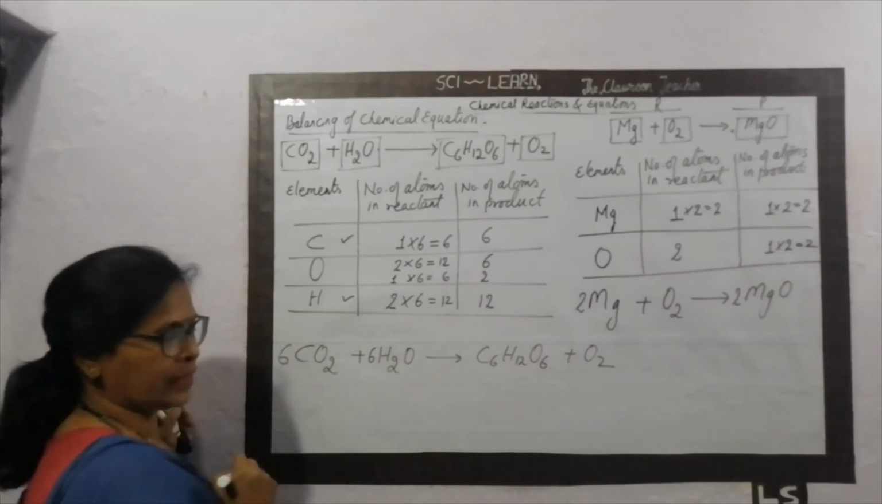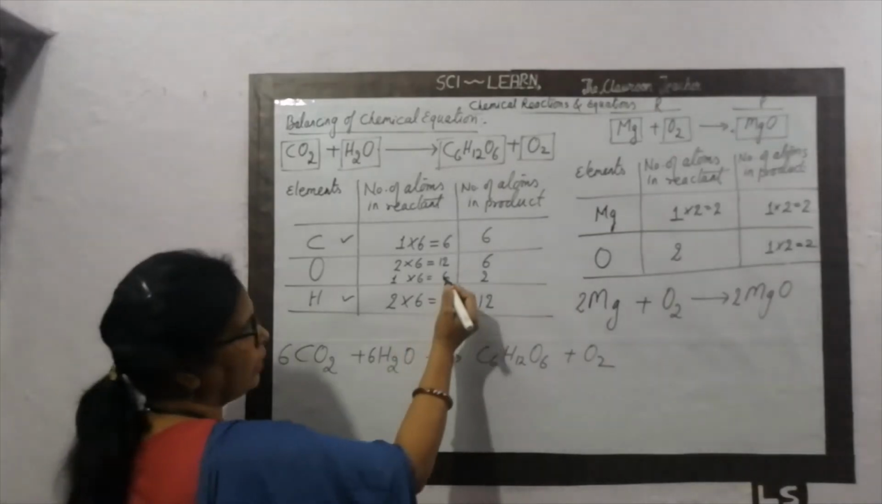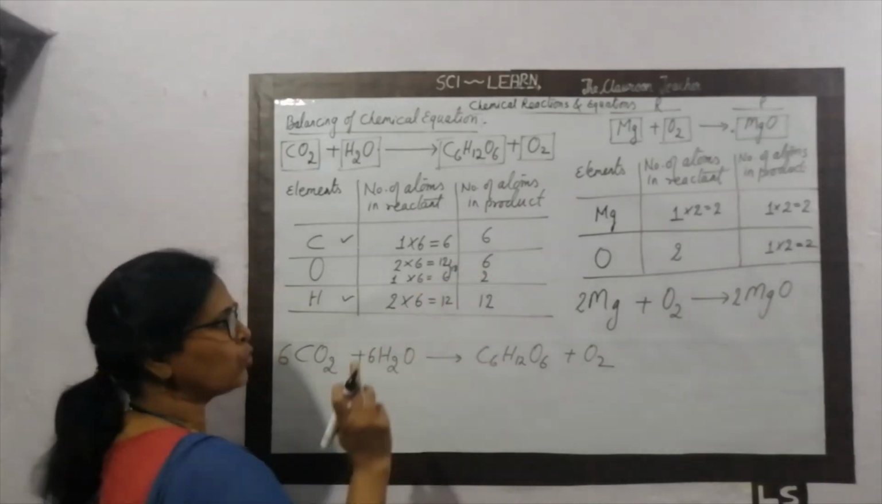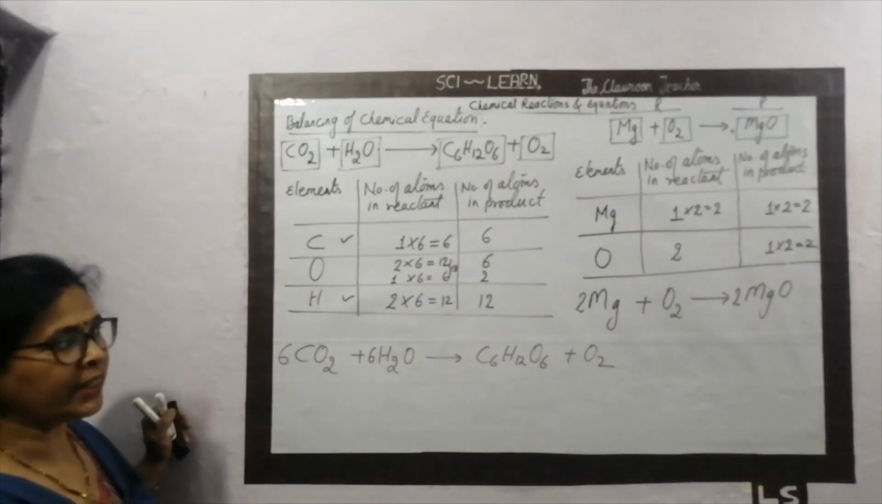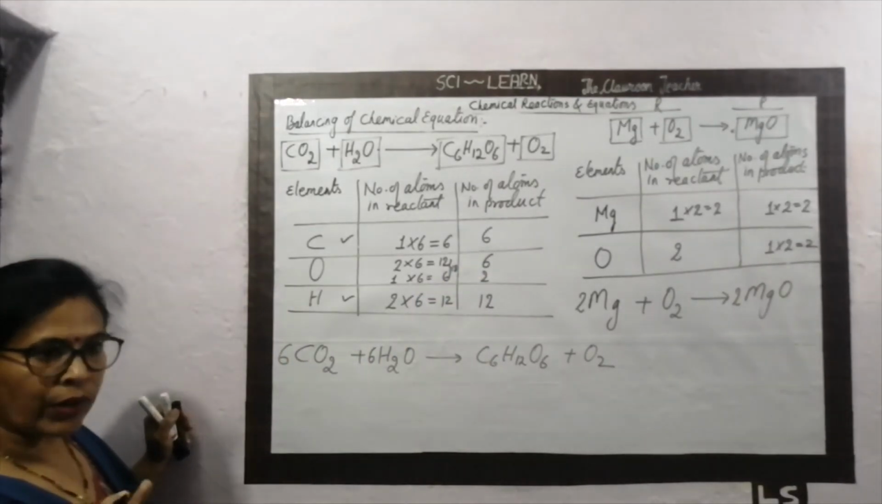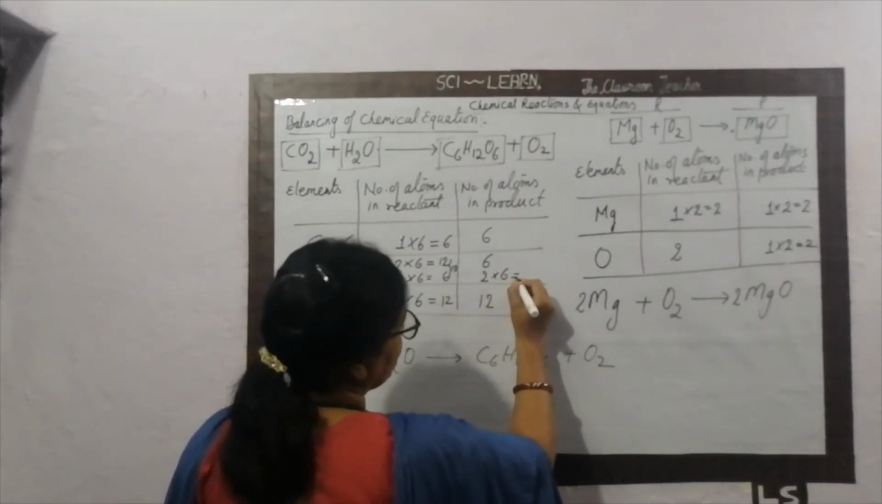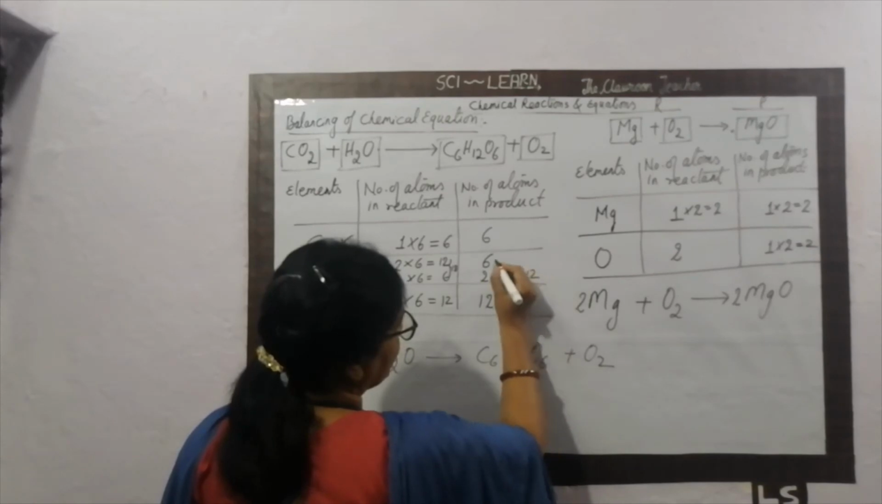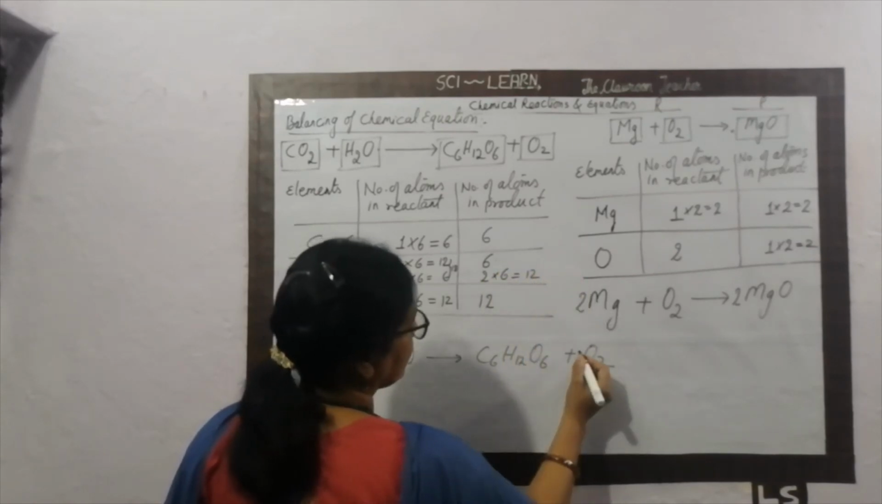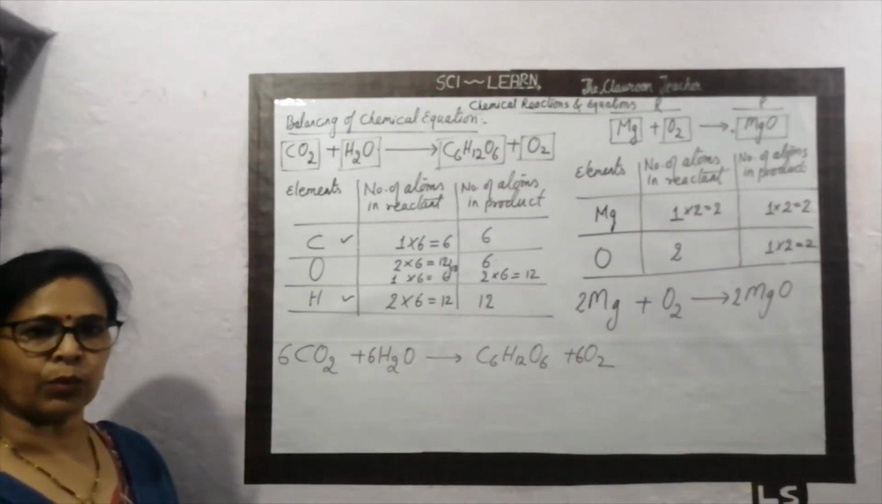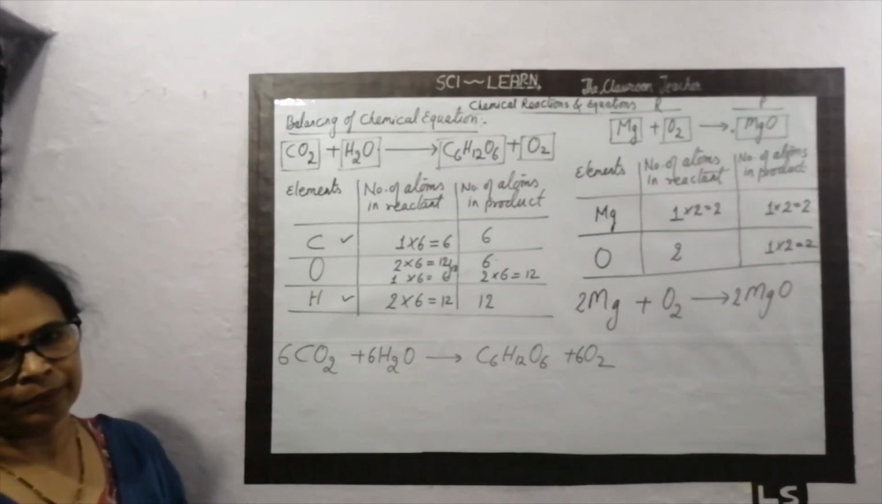And this is the 6. So what happened here? 12 plus 6, it is 18. But here 6 plus 2, only 8. So we have to increase the number of 6 here. How can we increase? We are going to multiply this 6 with 2. 6 2s are 12. Now 12 plus 6, it is again 18. And we have to place this 6 here. This equation is now balanced.